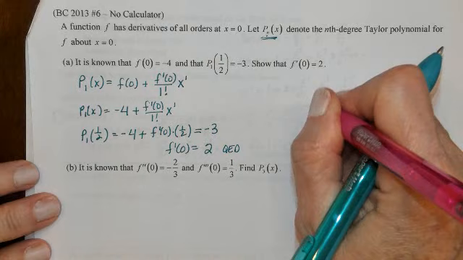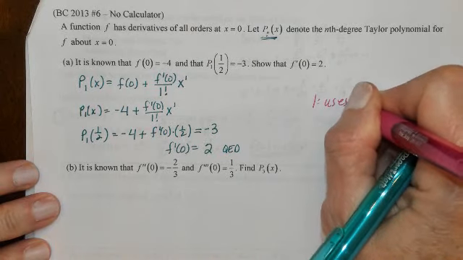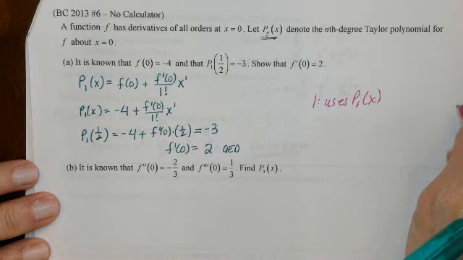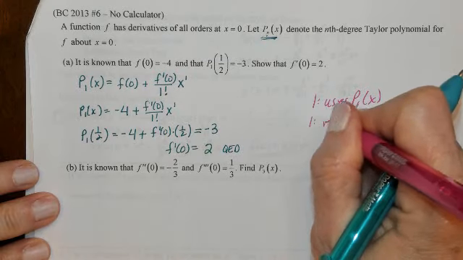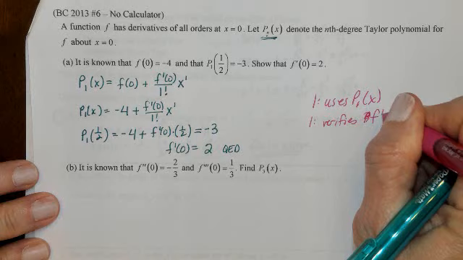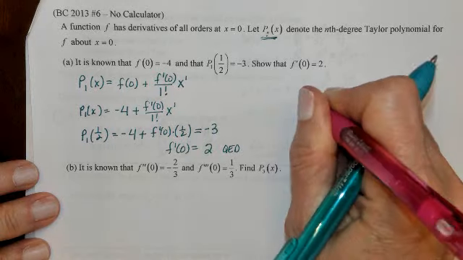This was worth 2 points. 1 point for uses that first degree Taylor polynomial, and then 1 point for verifies f prime of 0 is 2.